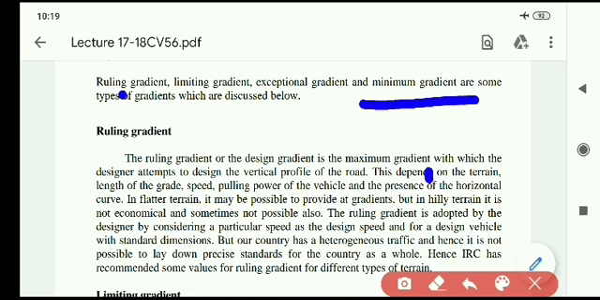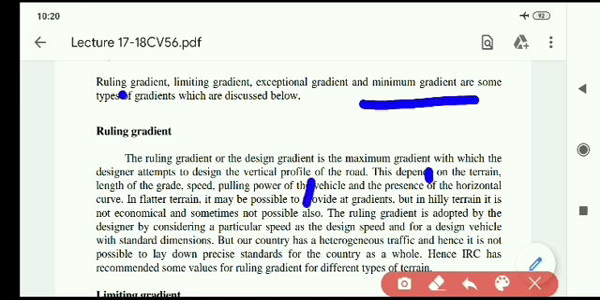This depends on the terrain, length of the grade, speed, pulling power of the vehicle, and presence of horizontal curve. In flatter terrain, it may be possible to provide flat gradients, but in hilly terrain, it is not economical and sometimes not possible also. So, ruling gradient is the maximum gradient which is provided on the road to attempt the maximum design speed.